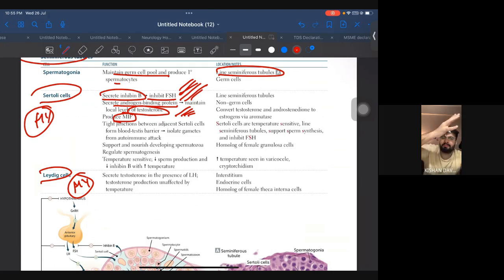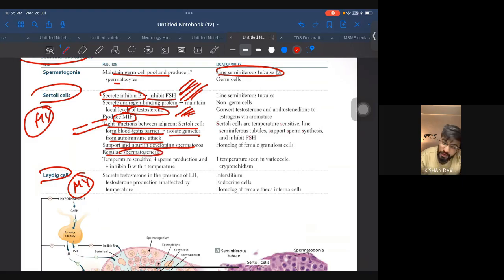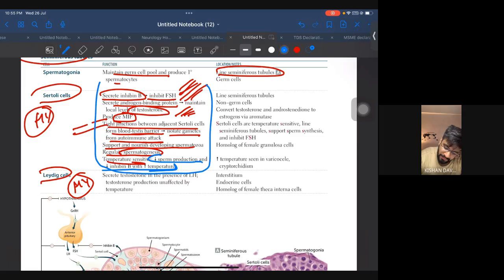So you know that it will inhibit the Mullerian duct, so female internal structures will not form. Tight junctions between adjacent Sertoli cells form the blood testis barrier, isolating gametes from autoimmune attack. Another important point. Sertoli cells support and nourish developing spermatozoa and regulate spermatogenesis. They are temperature sensitive: sperm production and inhibin B decrease with increasing temperature. Okay, if inhibin B decreases then FSH will increase, and if inhibin B increases then FSH will decrease. Okay, so this entire paragraph is very important.